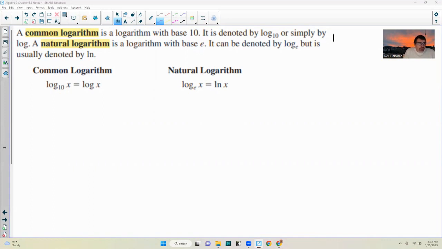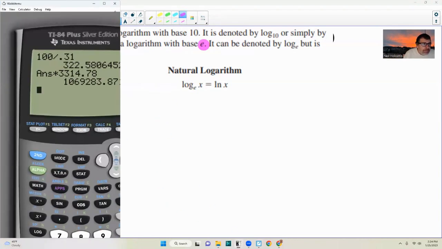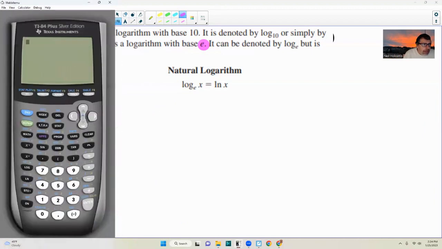A natural logarithm, okay, is a logarithm with base e. Okay, so maybe you don't remember what base e is, but let me just highlight that right there. The number e. So if I get my graphing calculator out here, and right here over the division symbol is a blue E. So you hit the second button and the division symbol to get the number E.